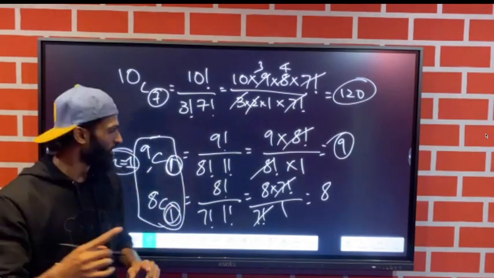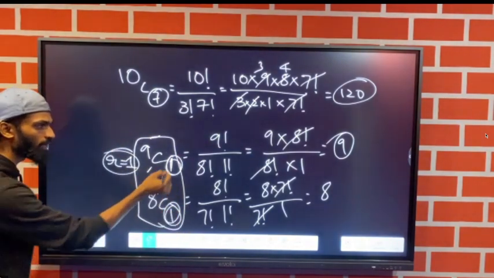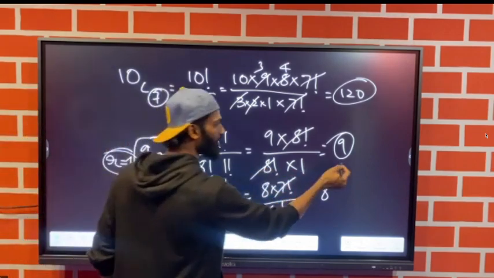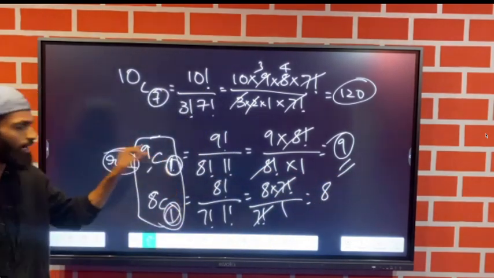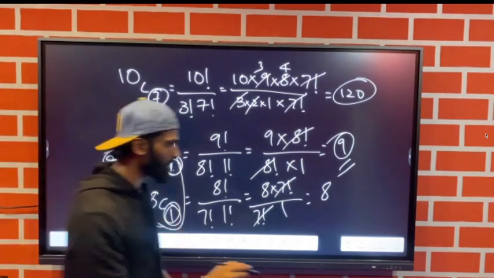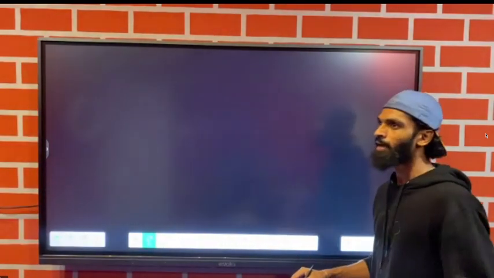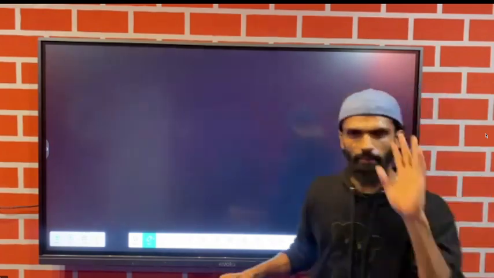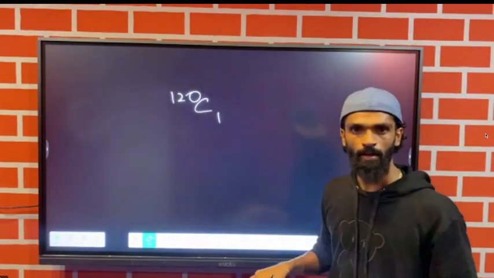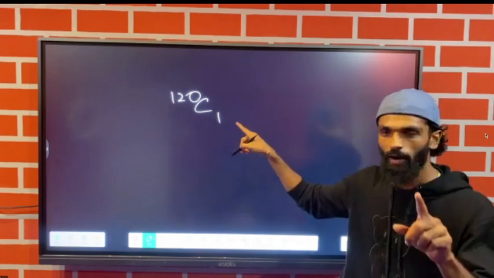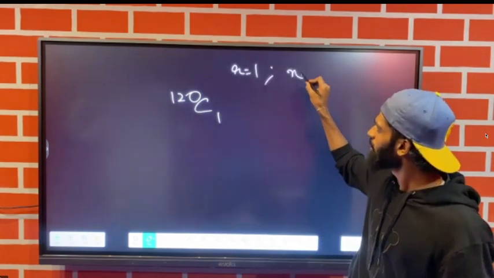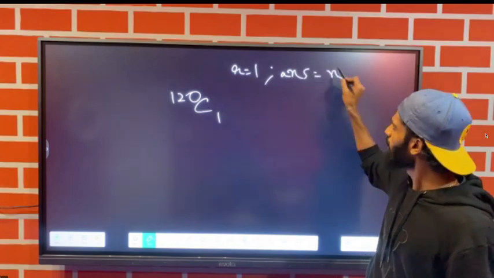I hope you guys got that. Whenever the value of r, or whatever is below the C, is equal to 1, the answer is always n. Check that. See here also, r is equal to 1. Do you want me to do it for, let's say, a random number, 120? 120C1. I told you if the value of r is equal to 1, then the answer should be equal to n. That's what I told you.